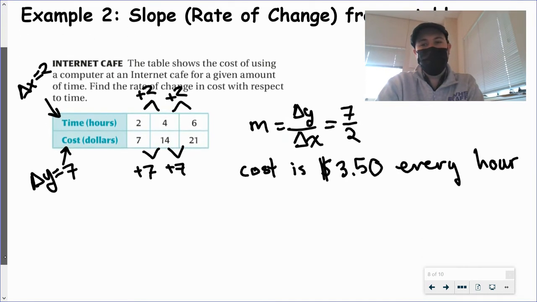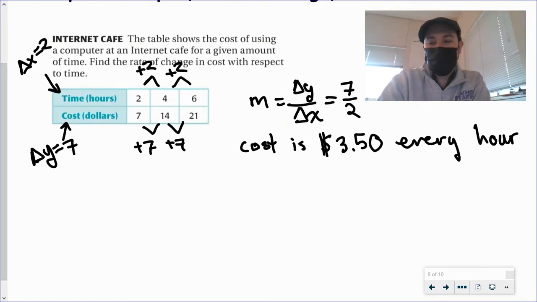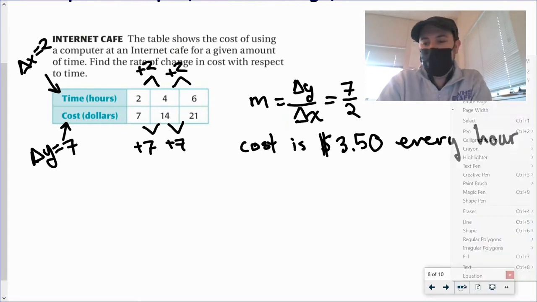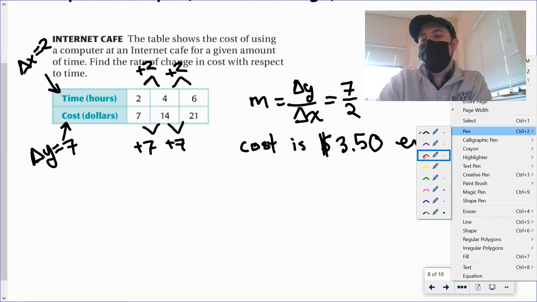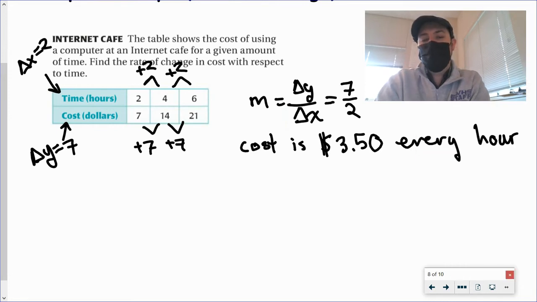I know we haven't really touched on that yet. How could we use the slope formula for this problem? In general, you need to get comfortable with the slope formula. We are going to be using it quite a lot. It's a little bit cleaner than having to work with tables and stuff.